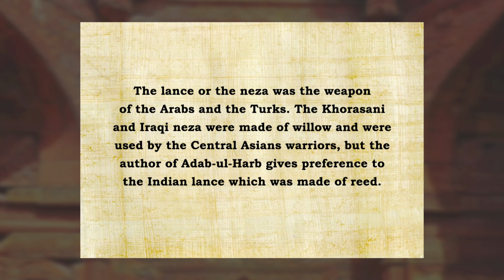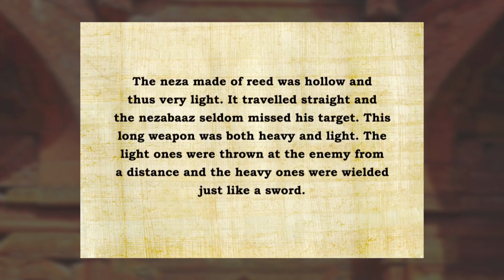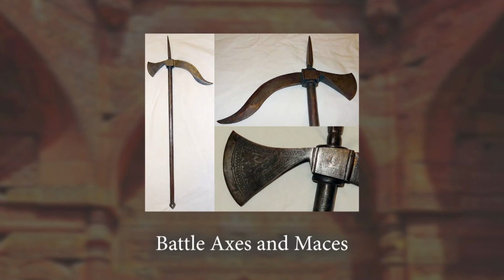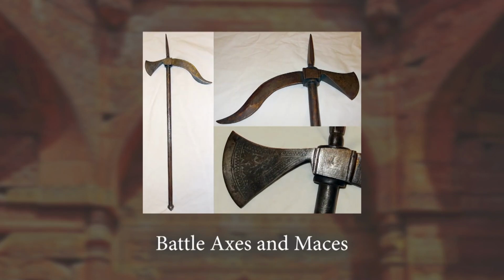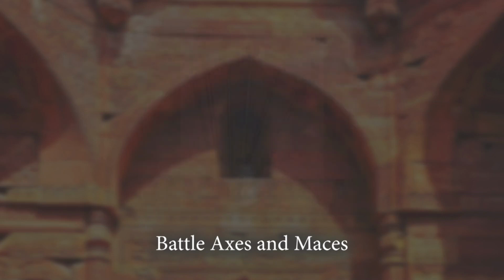But the author of the Adab-ul-Harb gives preference to the Indian lance, which was made of reed. The neza made of reed was hollow and thus very light. It travelled straight and the nezabaz seldom missed his target. Thus this long weapon could be both heavy and light. The light ones were thrown at the enemy from a distance and the heavy ones were wielded just like a sword. The battle axe and the mace were carried by the cavalrymen to use in hand-to-hand combat.